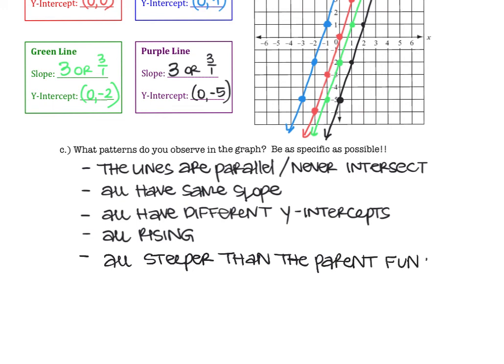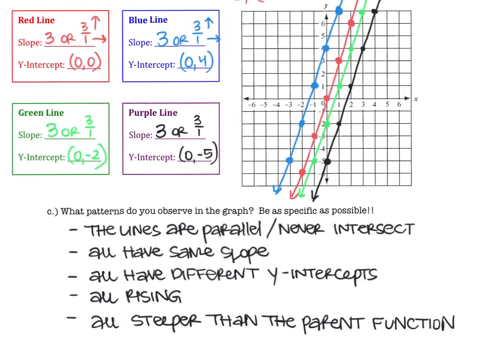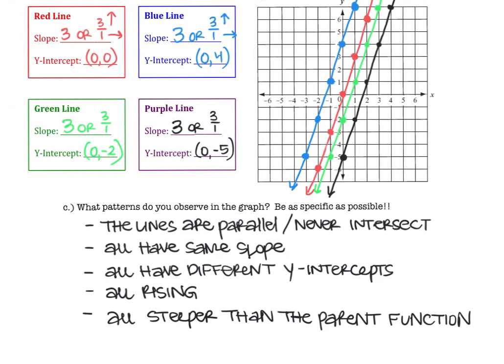All right, that's probably good. They're not all shifted up or shifted down, so I can't really say anything about that because they all have different y-intercepts. But I've made quite a few observations there. And again, you want to make as many observations as you can. All right, so now I'm done with the first problem.